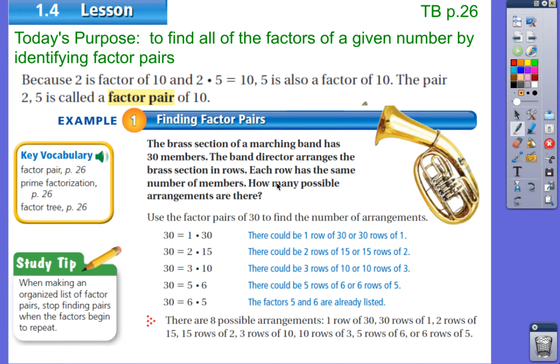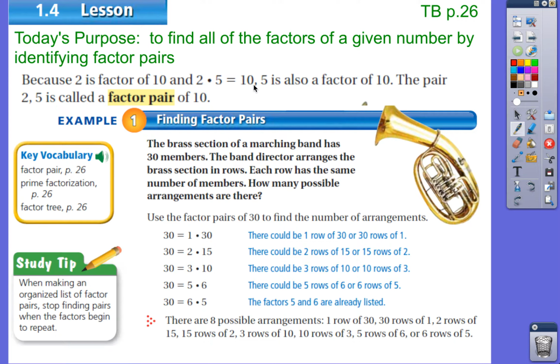Today's lesson is 1.4. Please open up your textbook to page 26. Okay, our purpose today is to find all the factors of a given number by identifying factor pairs. Now, a factor pair is when you can multiply two numbers together to get any given number as an answer.